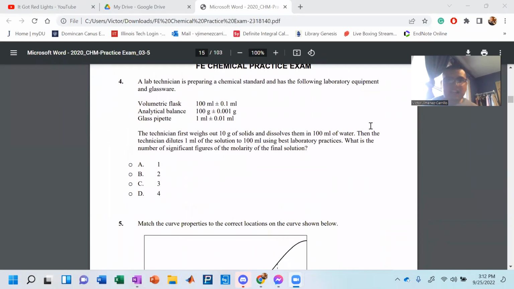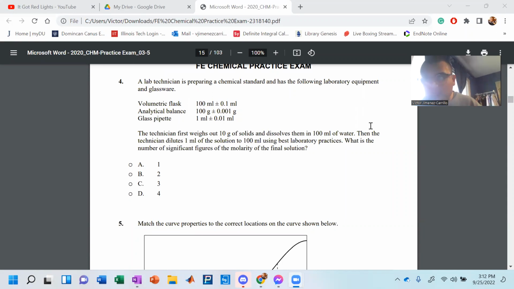Now, the next question says a lab technician is preparing a chemical standard with the following equipment and glassware. You have a volumetric flask, 100 mL plus or minus 0.1, an analytical balance, 100 grams plus or minus all those significant figures, and a glass pipette that measures to a certain accuracy. That's going to become important because when we're talking about accuracy, it is important to know significant figures. Your company's paying for those extra zeros. Those extra zeros in an analytical balance cost thousands of dollars.